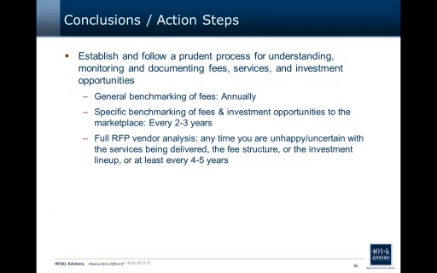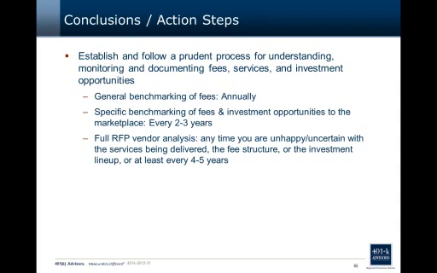So conclusions. Again, this is such a hot topic now with these disclosures going out. There are new disclosures, haven't been out before. Both you and your participants are going to receive these. There are going to be a lot of questions raised. There are going to be people out there looking to create a stir and hold your feet to the fire. So it's really important as a plan fiduciary, plan sponsor, that you have and you follow a process to understand, monitor, document your fees, your services, your investment opportunities.